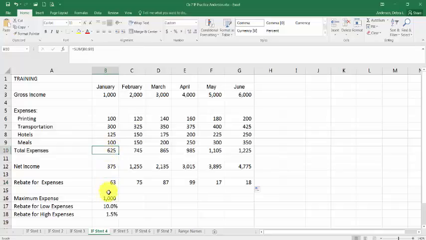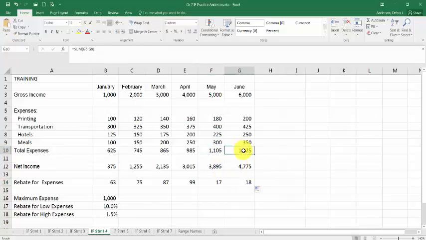Is 625 below 1,000? Yes. They get 10% back. Is 745 below 1,000 or up to 1,000? Yes. They get 10% back. Is 865 up to 1,000? Yes. They get 10% back. Is 985 up to 1,000? Yes. They get 99 back, 99 because it's rounding up. Is 1105 up to 1,000? No. So they get a lower rebate, the 1105 times the 1.5%.